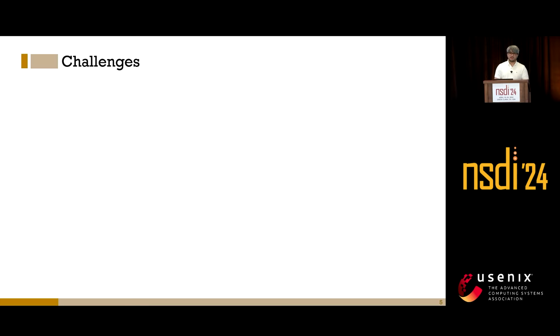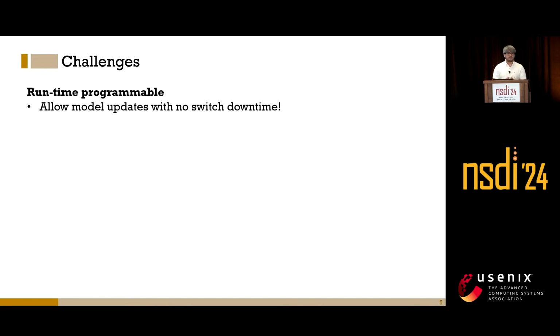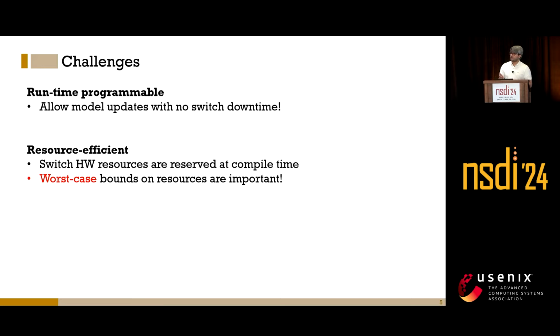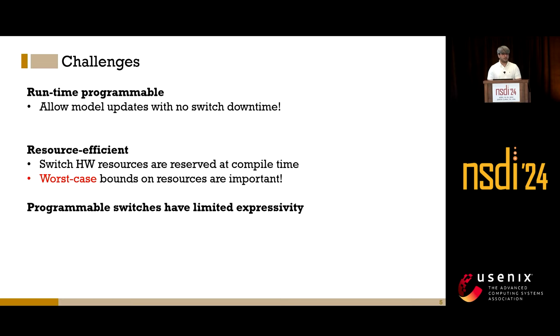But there are a few key challenges with deploying ML to programmable switches. Firstly, we want the ML models to be runtime programmable. This means allowing updates to the model that is currently deployed without any network downtime. Secondly, we want the ML model to be resource efficient. Because switch hardware resources are reserved at compile time, knowing the worst case upper bound on the resource that will be used is very important. And finally, programmable switches are known to have limited expressivity, such as the lack of multiplication and division, which makes it hard to deploy ML models to programmable switches.